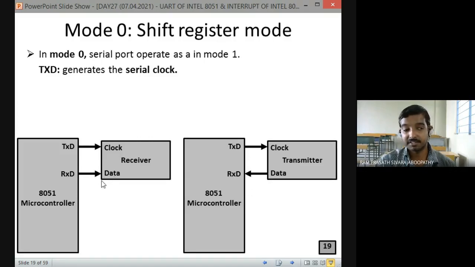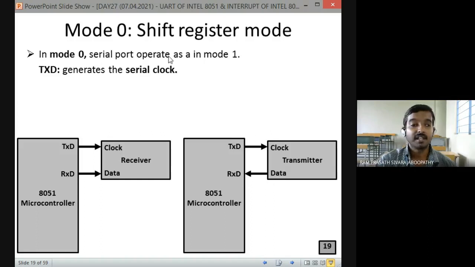Rendu diagram parunga. First diagram la RXD pin valiya transmission nadakudhu. It is from the microcontroller to the receiving device. In the case of second diagram, you can see data is from the transmitter to the microcontroller. But only one can be done at a time, as we are having only a single pin for transmission as well as reception.